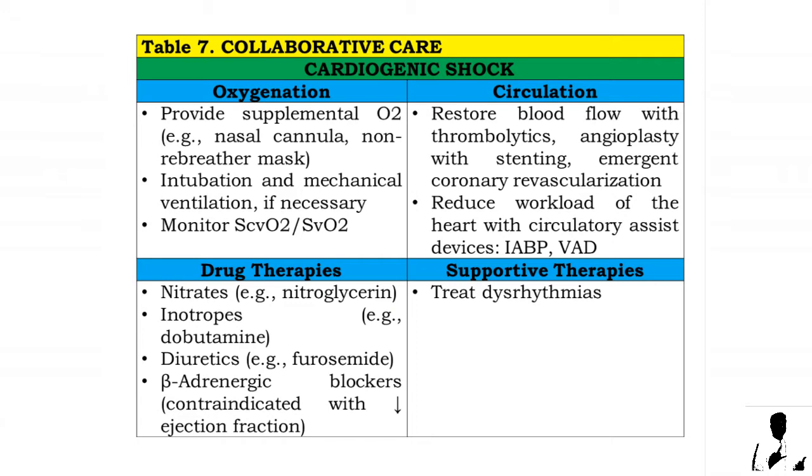Drug therapies include nitrates, for instance, nitroglycerine, inotropes, for instance, dobutamine, diuretics, for instance, furosemide, and beta-adrenergic blockers, but contraindicated with decreased ejection fraction. Supportive therapies include treating dysrhythmias.